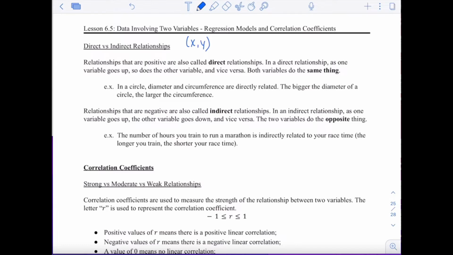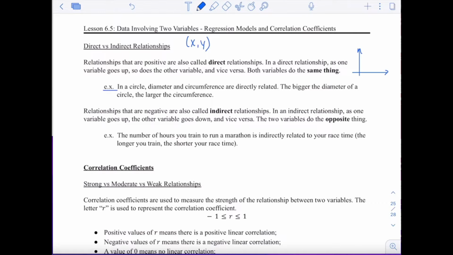The first thing we're going to talk about are direct and indirect relationships. Basically, the difference between the two is that in a direct relationship, both variables change in the same way. So, for example, if X gets bigger, Y also gets bigger. In the example given here, in a circle, diameter and circumference are directly related. The bigger the diameter of a circle, the larger the circumference, which makes sense. We even have an equation for that.